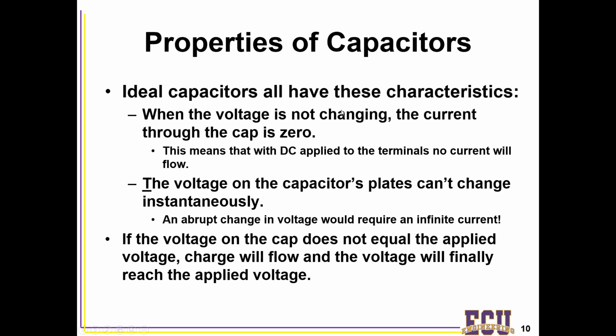So some properties of the capacitor. These are very important to note when you're analyzing circuits, and this will tell us what's going to happen as certain conditions change. When we get into analyzing some problems in Chapter 7, we're going to rely heavily on these two properties. When the voltage is not changing, the current through the capacitor is zero, meaning you can think of that capacitor as being an open circuit.